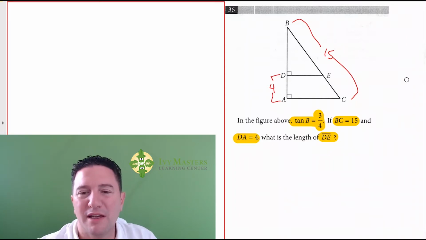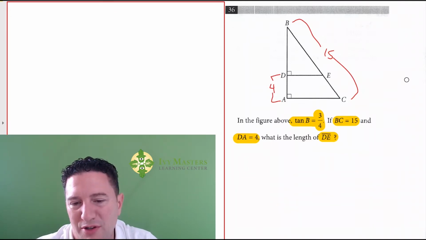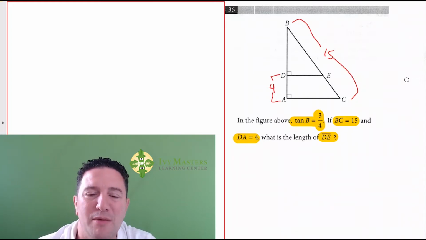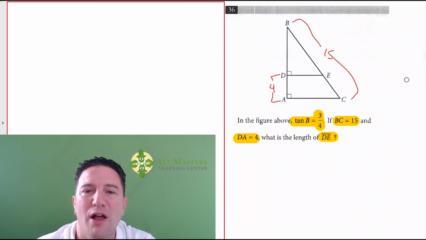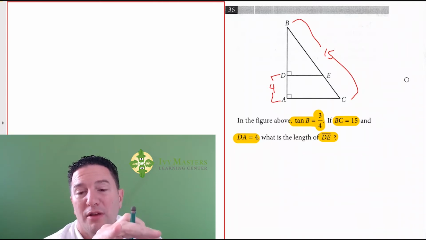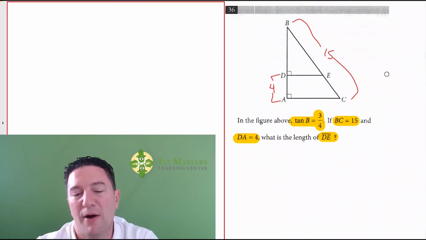Okay, now let's get to the math. In order to do the math for this question, we've got the tangent of B is 3 over 4. One thing to keep in mind is that similar triangles all have the same trigonometric ratios. Another thing to keep in mind is that these are similar triangles. We're going to prove that they're similar triangles, and I'm going to show you how.